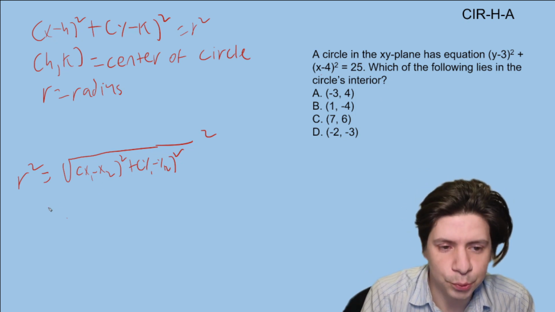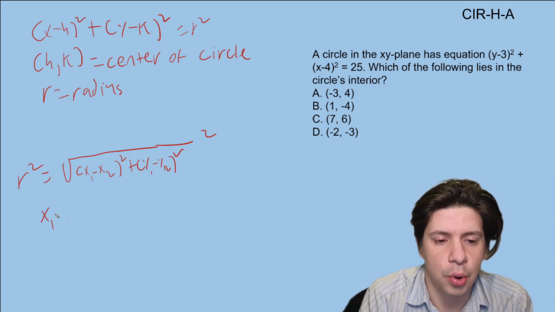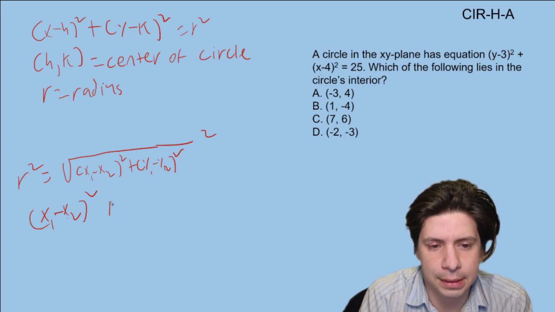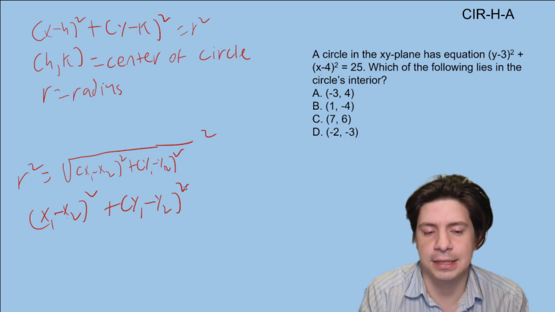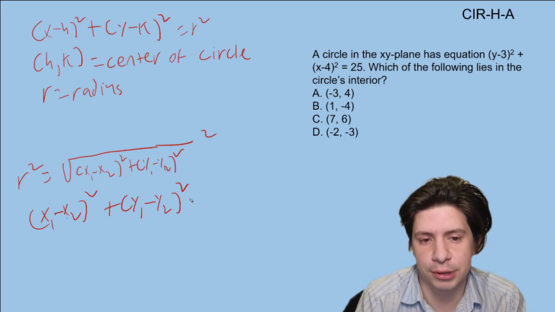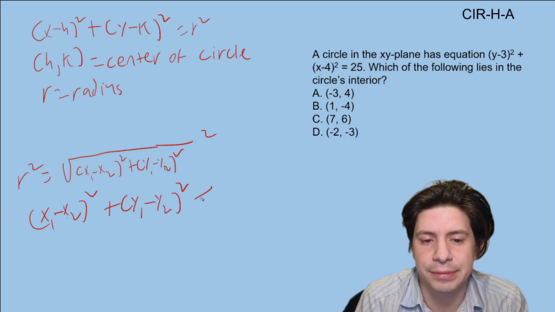So we're going to do x1 minus x2 squared plus y1 minus y2 squared. And obviously on the test you wouldn't actually write the formulas, you would just do it with the numbers plugged in. It has to be less than 25.